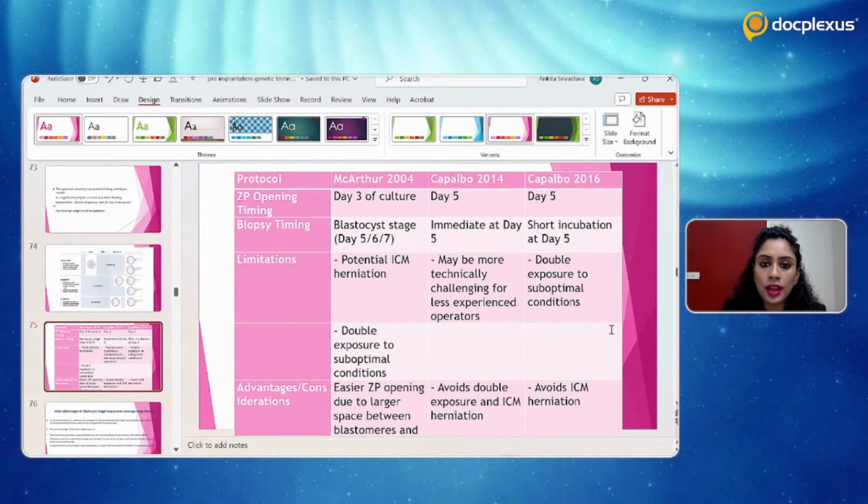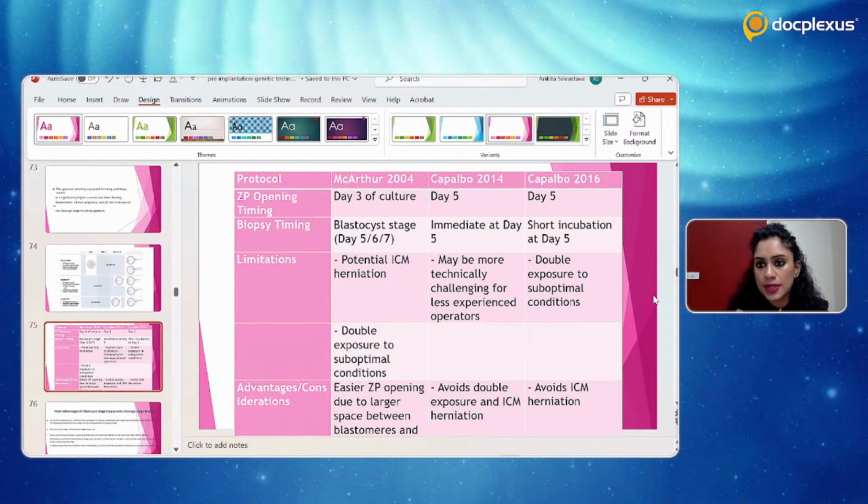However, on day 5, when it was progressed to day 5, what we saw was that the biopsy timing was immediate on day 5 when it was done in 2014. It may be more technically challenging for less experienced operators because the cells are stuck together. But the advantage is that it avoids the double exposure, and the disadvantage of the inner cell mass being herniated is not there in this. Again, in 2016, this was improved further.